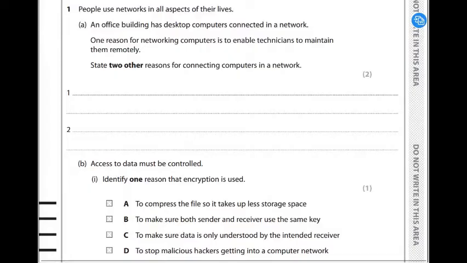So you could have access to the internet, that would be one of them. Another one you could have would be allow centralized software updates. Just by saying those two, you would get 2 full marks, no question. You could also have access peripherals like printers. You could also have access shared storage. Then you could have provide communication like email, social media, etc. So these are some of the options you could have.